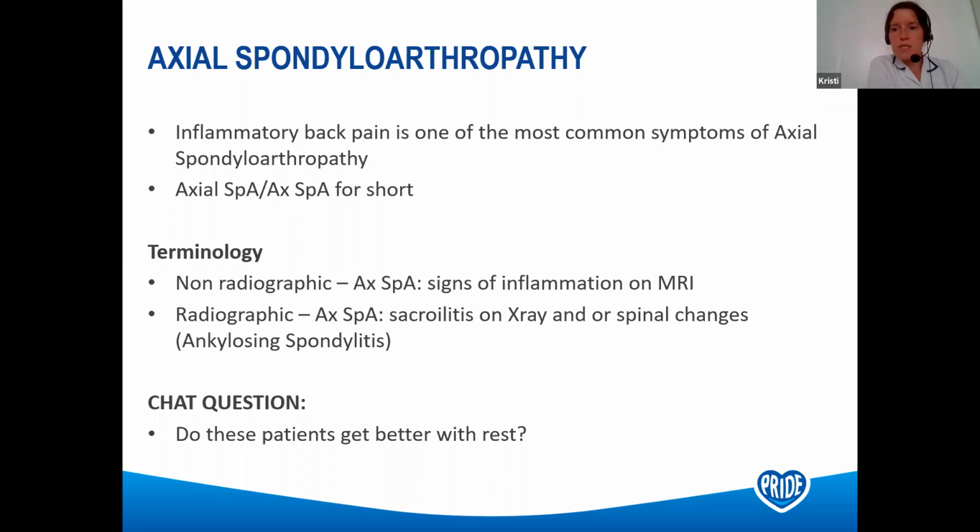So just a little bit off this slide, can you pop an answer in the chat to, do you think these patients get better with rest? I'm going to be repeating some of the themes, so I'm just checking in, making sure you're happy. So do patients with axial spondyloarthropathy or inflammatory back pain get better with rest? No, great, yes, fab. You're listening, fantastic.